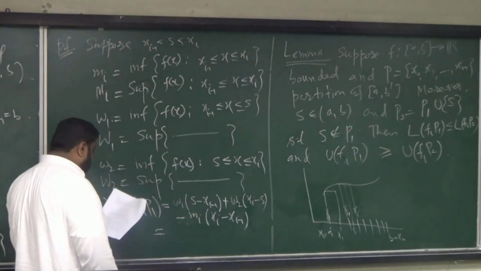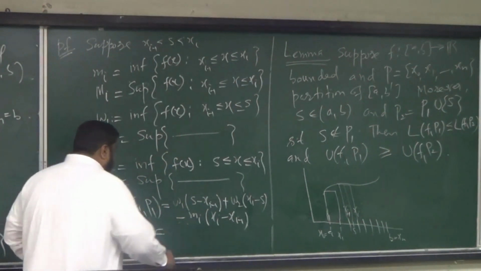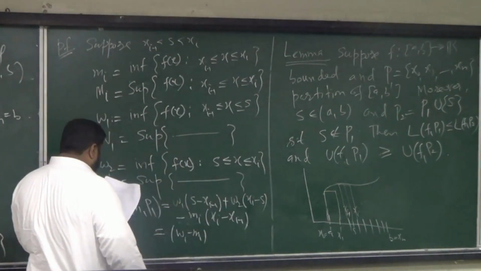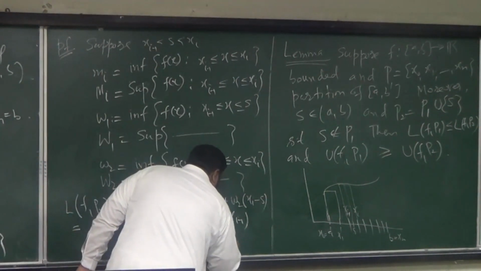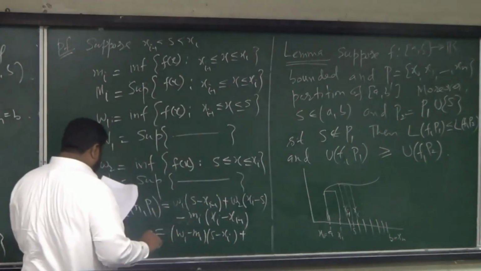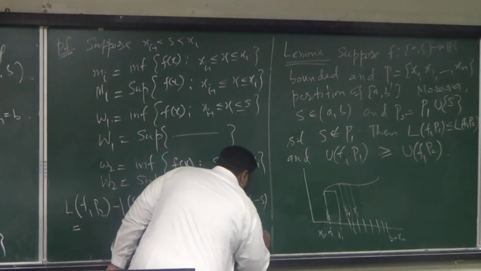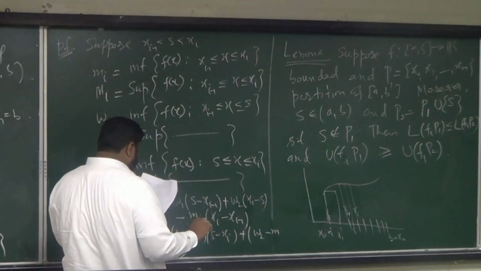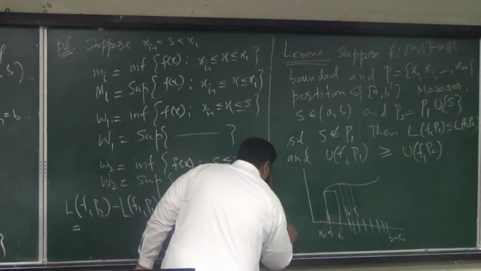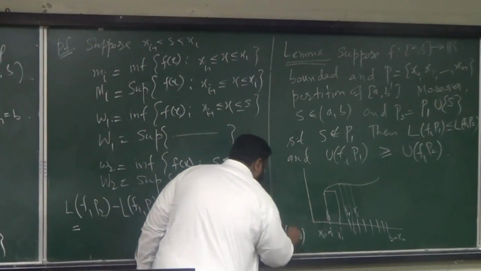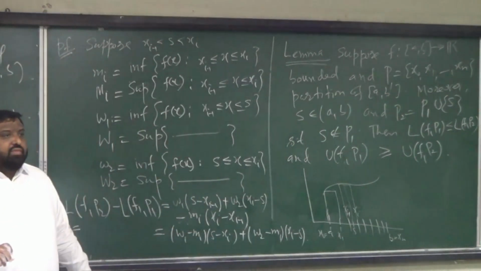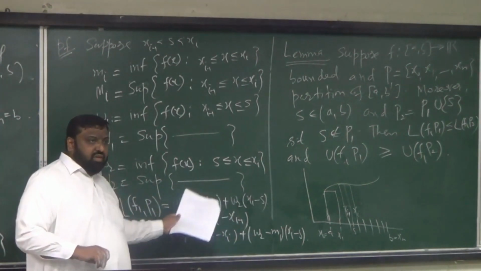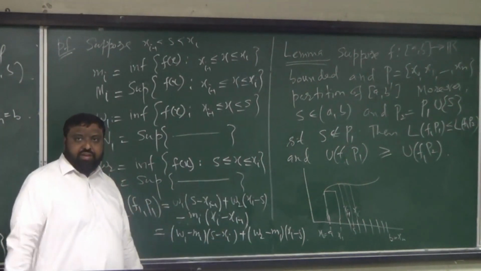And now my claim is that you can rewrite this expression by simplifying it as this. You have to do it yourself. (w1 minus m_i) times (s minus x_{i-1}) plus (w2 minus m_i) times (x_i minus s). It's just a simple variation of this expression.